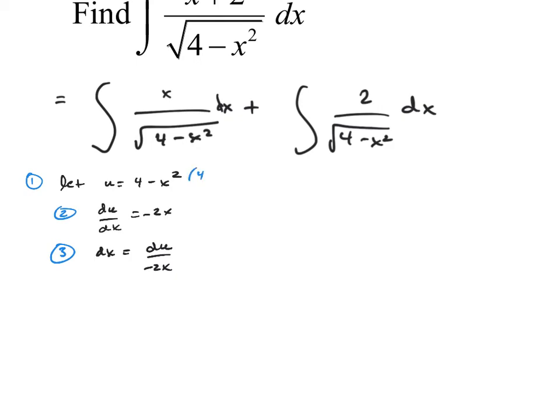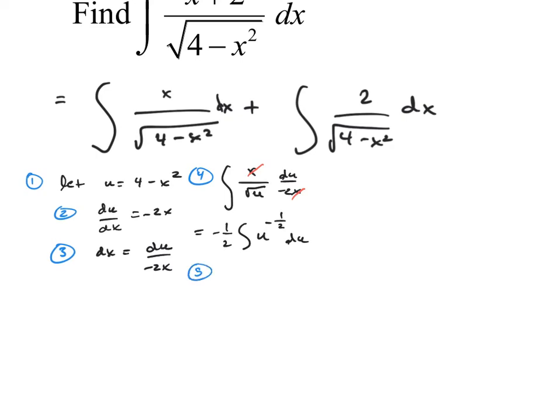Step 3 is find that dx, so dx would be equal to du over negative 2x. Step 4 would be rewrite just that integral, so that's the integral of x over the square root of u, and then this would be du over negative 2x. Notice the x's simplify here. The constant multiple is a negative 1/2. I'll bring that out in front. And this is the integral of u to the negative 1/2 du. That's something that I can integrate.